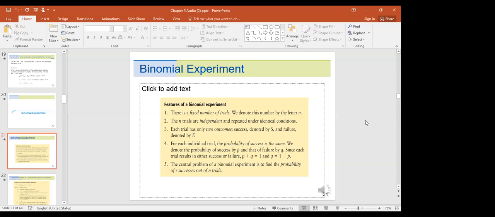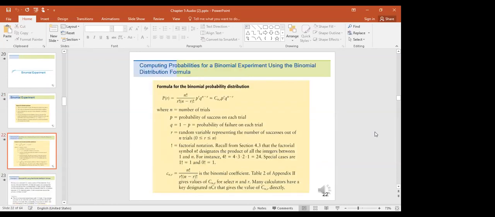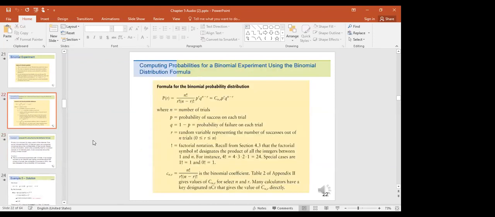So in general, we are interested in finding the number of successes in a binomial experiment. For example, if we decide to toss a coin 10 times, it will be a binomial experiment. N will be 10. If success is head, then the probability of success will be half. So in general, we are interested in the probability distribution of a binomial experiment, which formula you can see there. I am going to explain that on the whiteboard.